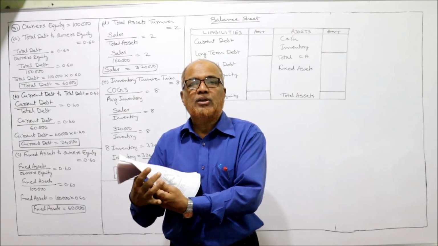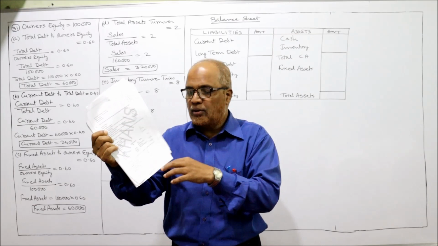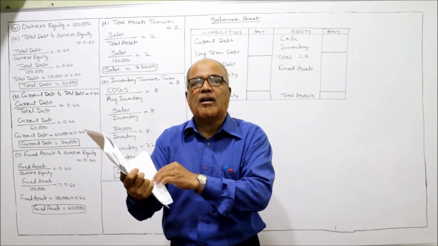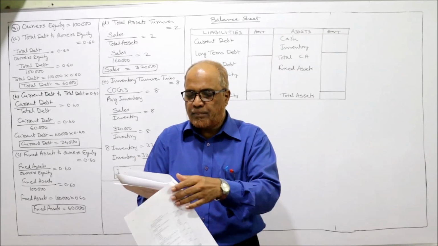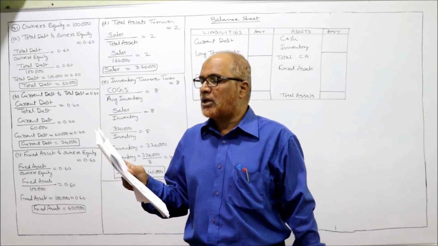Actually in the question paper, 8 is not printed. So I am telling you, write down there 8. 8 times is the inventory turnover ratio. Next page, complete the following balance sheet given the information above.